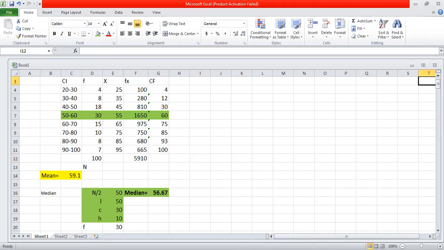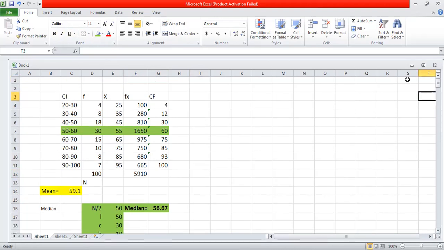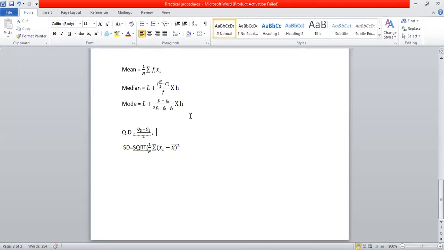Next, calculating the mode for this data. How do we calculate the mode? What is the formula for mode? The formula for the mode is L plus F1 minus F0 by 2 F1 minus F0 minus F2 into H. This H will be coming to the numerator itself.